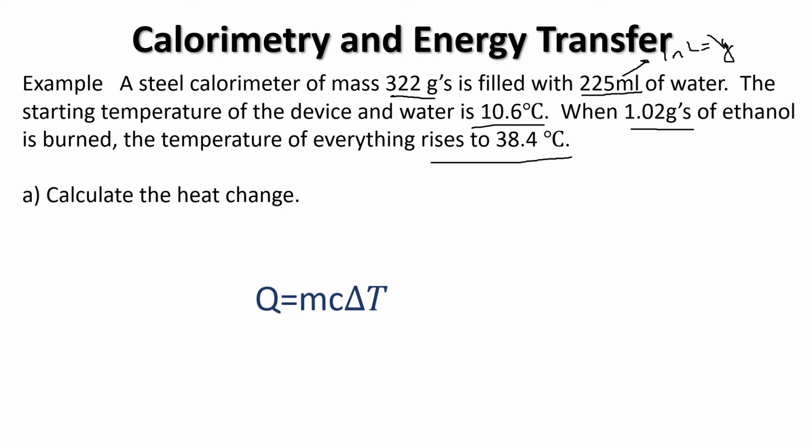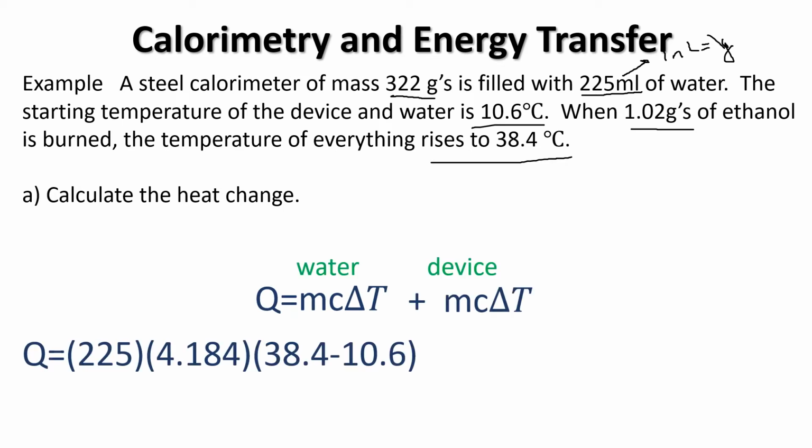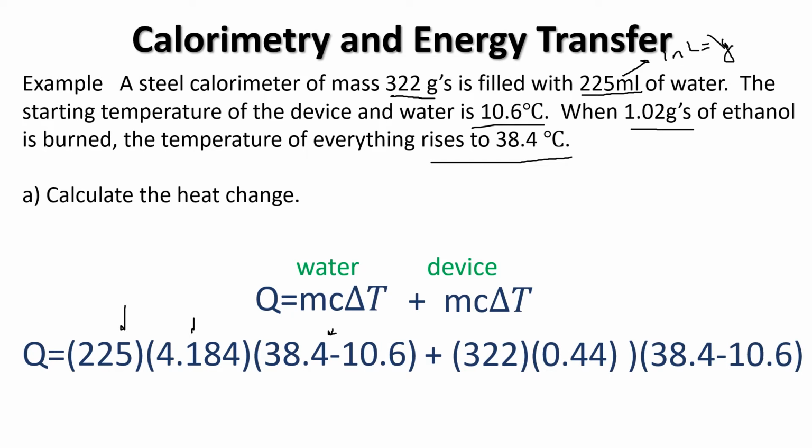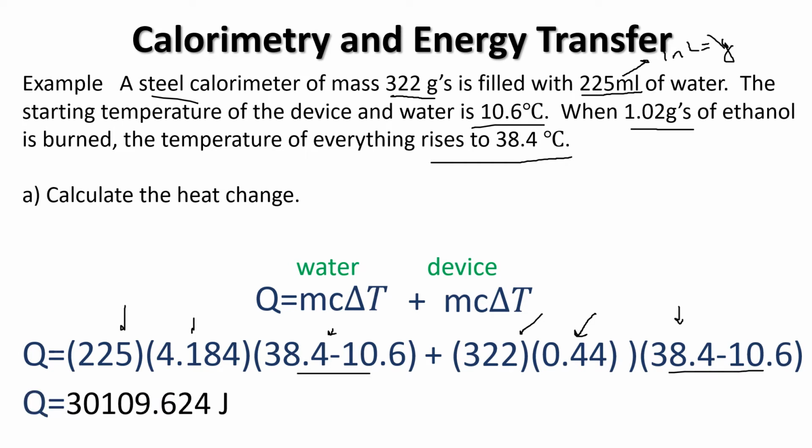So firstly, let's calculate the heat change here. I just went ahead and took the water numbers. There's our mass of the water, our specific heat capacity of water, and our temperature change. And then I repeated with the mass of the device and the specific heat capacity. It said it was steel, so a quick little Google search yielded that value. And then the same temperature change. Remember we said the temperature change will be the same for the water and the device. Plug your values in, and you get about 30,000 joules or 30.11 kilojoules.